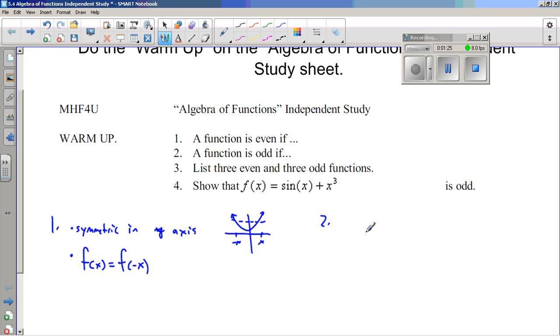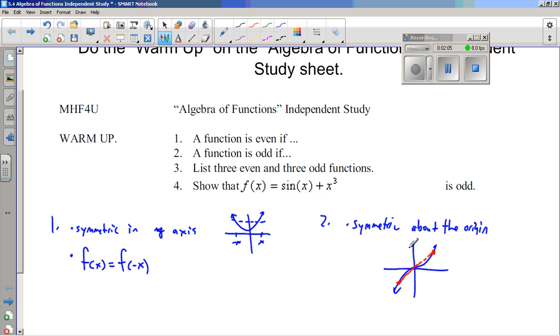Odd functions are symmetric, and there's a couple of ways that people talk about the symmetry of an odd function. I kind of call it about the origin. That means if I have a point here that's on the graph, and I go straight through the origin, same distance, I'm going to be at a corresponding point on the other side of the graph. This is an odd function.